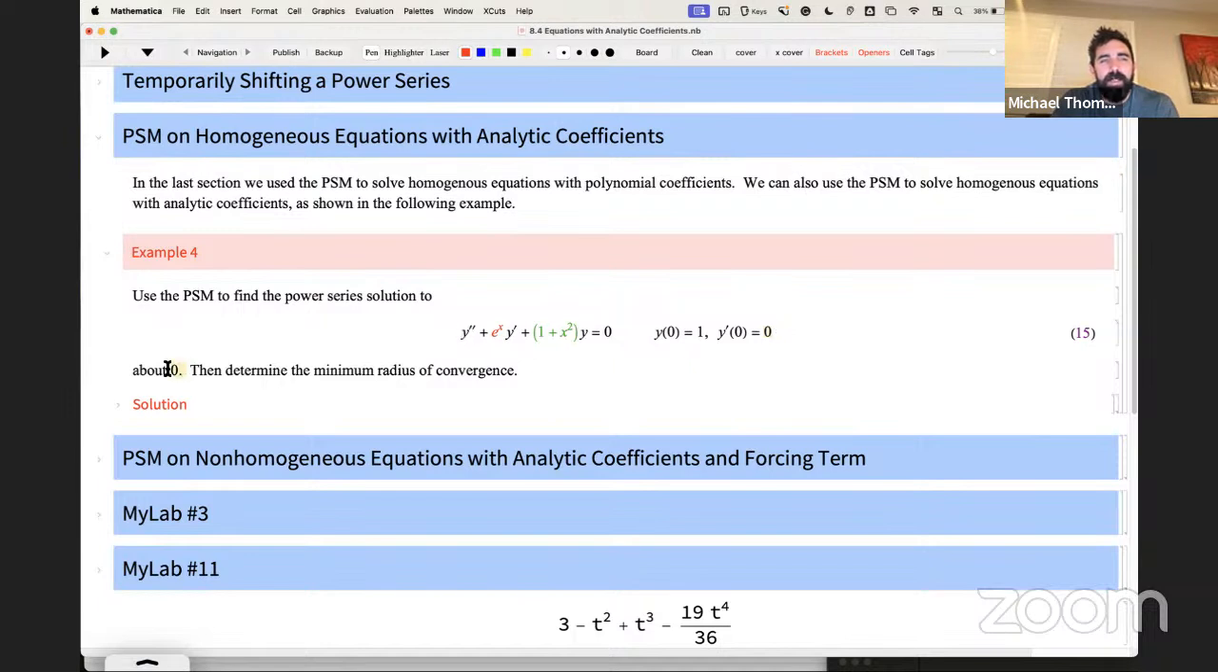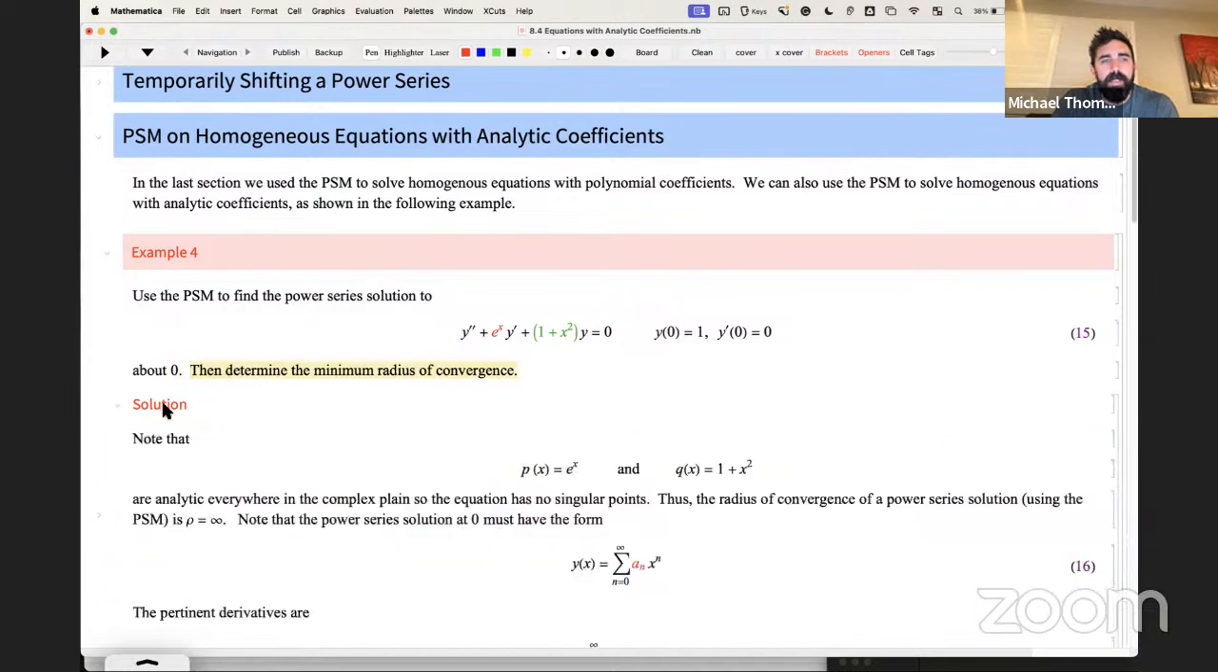We're going to center it about 0, and we're also going to determine the radius of convergence. We can determine this at the outset. For the radius of convergence, you identify the P of x and Q of x and see where the singularities are. There's no singularity, so the distance between 0 and the nearest singularity is infinite. That means whatever solution we get from the power series method, we know the radius is going to be infinite. So that part's done.